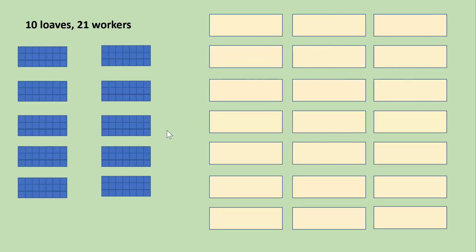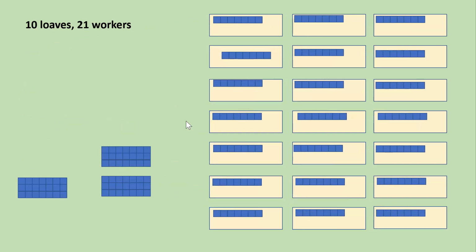Next one, 10 loaves and 21 workers. And note here that 10 times 2 is only 20. So we can't give everybody half a loaf. So go to the next unit fraction, which is a third. 10 times 3 is 30. So we can start by giving everybody a third of a loaf. So let's do that.